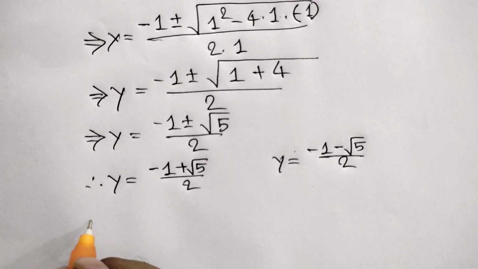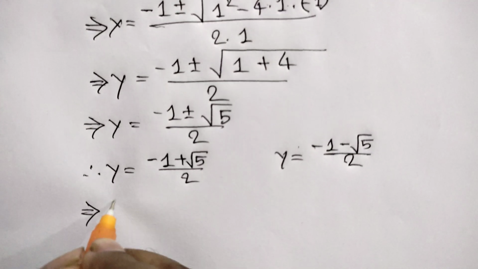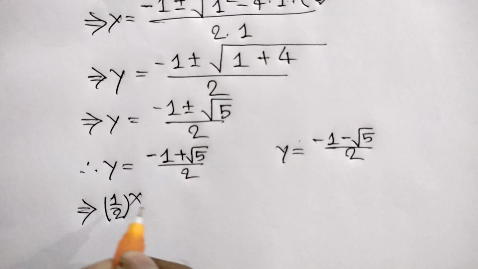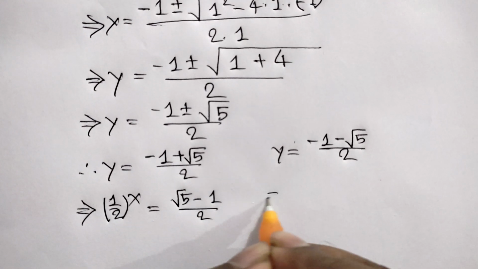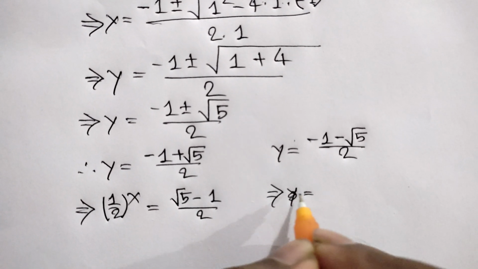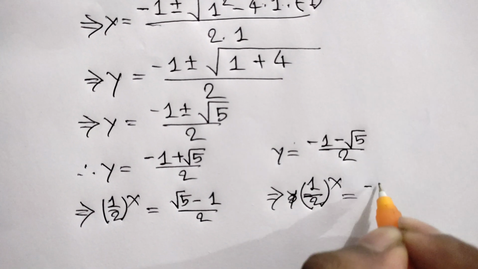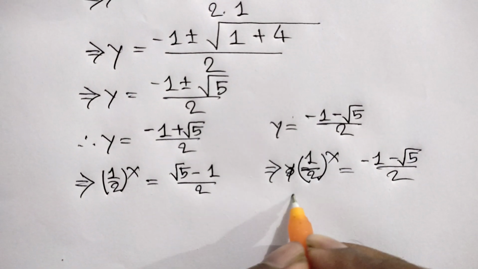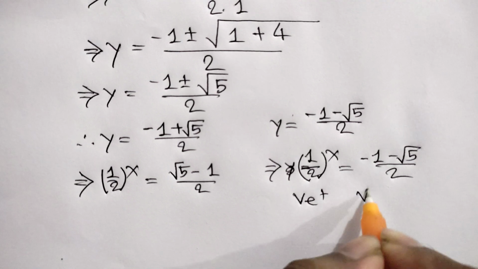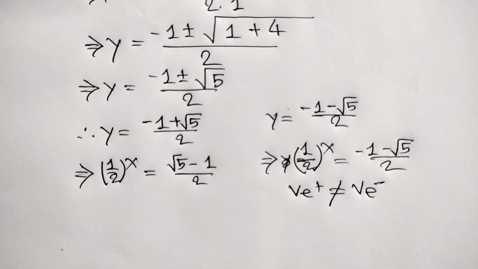But remember, let y be equal to 1 over 2 whole to the power x, so we can write 1 over 2 whole to the power x is equal to square root of 5 minus 1 over 2, or 1 over 2 whole to the power x is equal to minus 1 minus square root of 5 over 2. But we know this is always a positive value, while this is always a negative value. So positive is not equal to negative, so this is rejected.